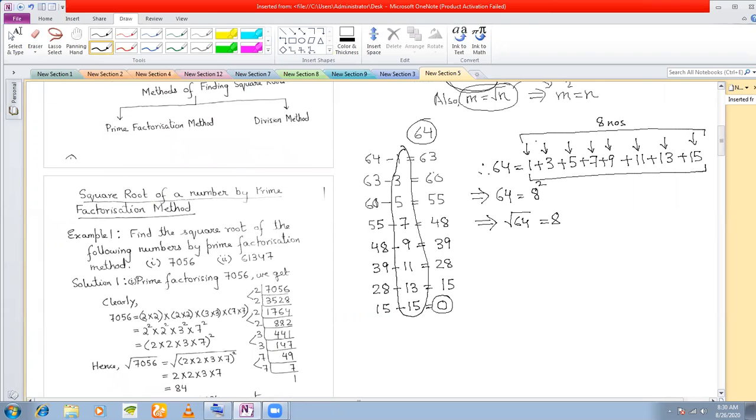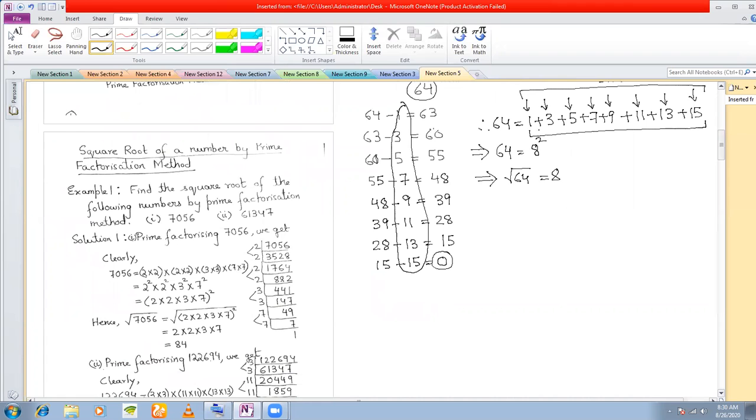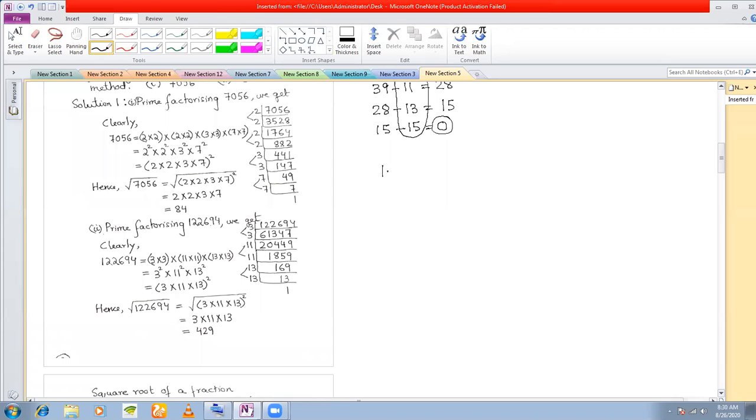So in order to add up odd numbers, you simply need to see how many odd numbers you are taking. Suppose if I give you this: 1 plus 3, 5, 7, 9, 11, 13, 15, 17, 19, 21, 23, 25, 27, 29. I want you to find out the sum of this.